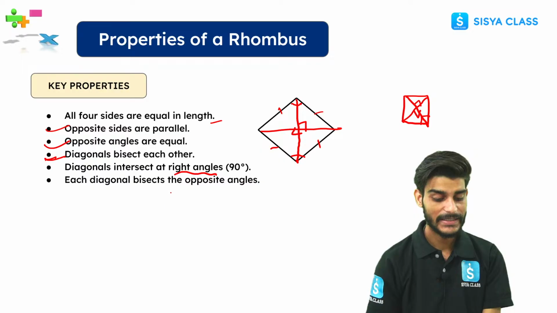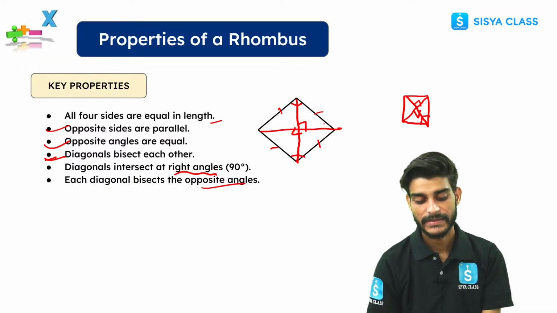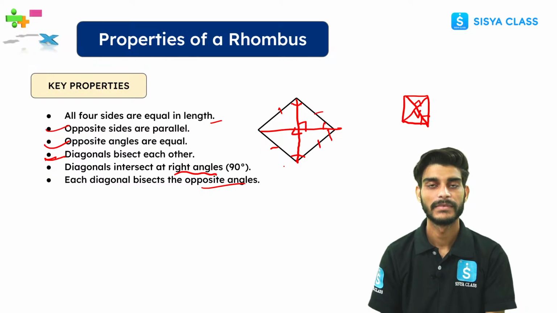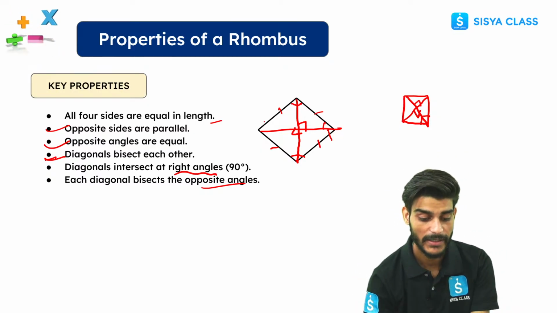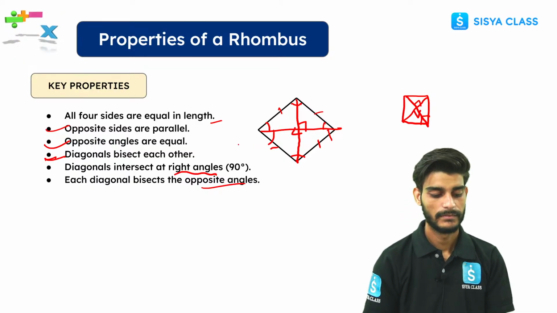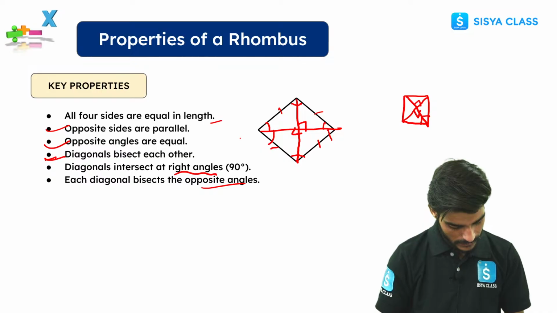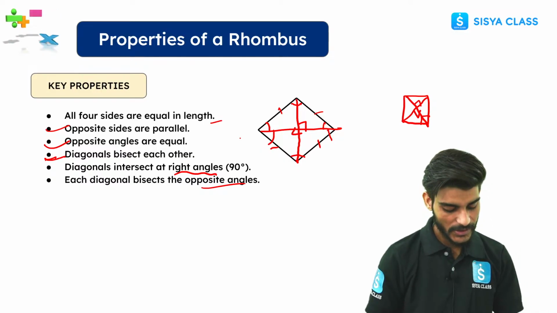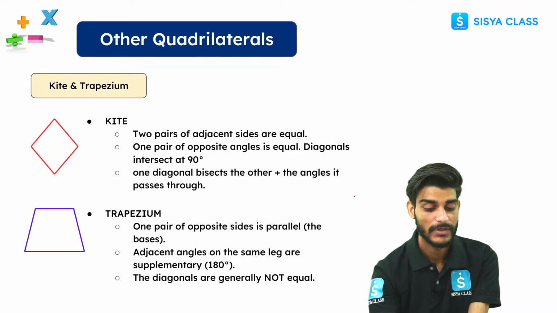The last property is that diagonals bisect the opposite angles. Obviously, these diagonals bisect these angles. These two angles will be equal, and these two angles will be equal here. So this was all about the properties of a rhombus. I hope this is clear to you. I tried to keep it very simple.